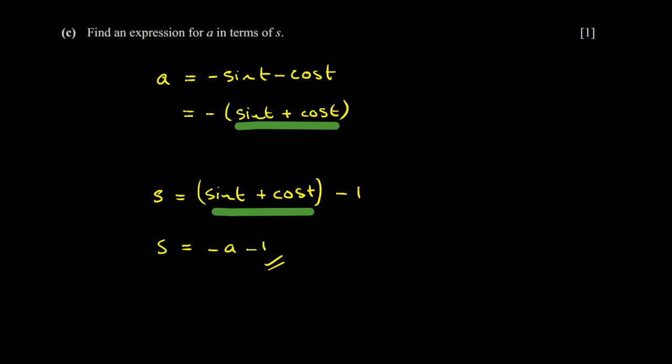Okay. So it's, oh, sorry, we want A in terms of S. Sorry, I misread the question, didn't I? Oh, silly me. So if I just rearrange that, I do beg your pardon, guys. So s plus 1 is equal to negative a. So a is equal to minus s minus 1. I'm really, really sorry about that. I should have read the question more carefully. We want to find a in terms of s.